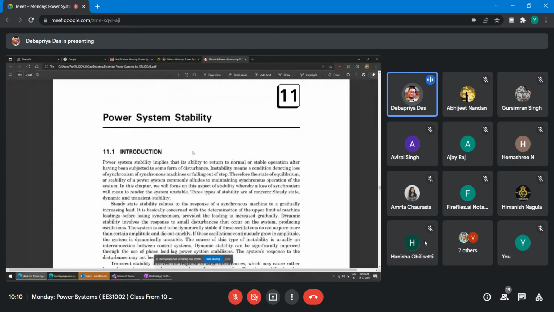Now, power system stability. First, I think you have studied a little bit about stability in control system. The meaning of stability is the same in different topics and specializations; the ultimate goal remains the same. In general, stability means the ability of any system to return to its initial condition following a disturbance. If a system is disturbed and after some time it comes back to its initial condition or the vicinity of that, then the system remains stable. That is the concept of stability.